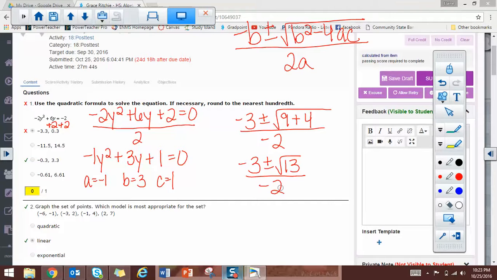Remember, this does give you 2 answers. The first is negative 3 plus the square root of 13, and then negative 3 minus the square root of 13, both divided by negative 2.